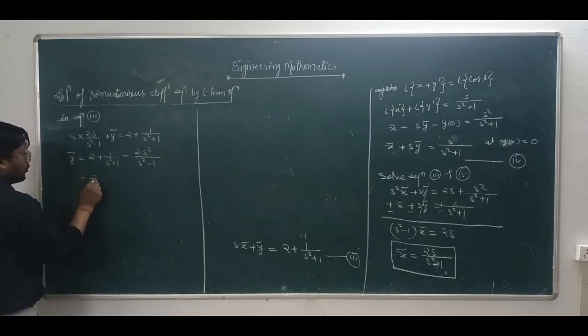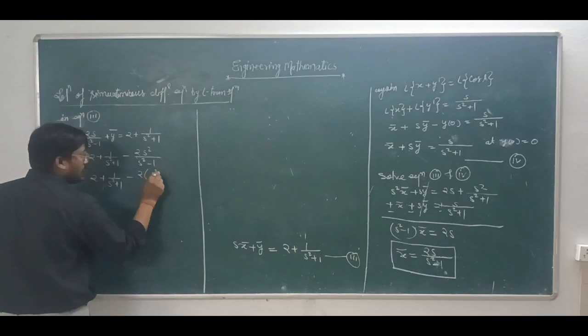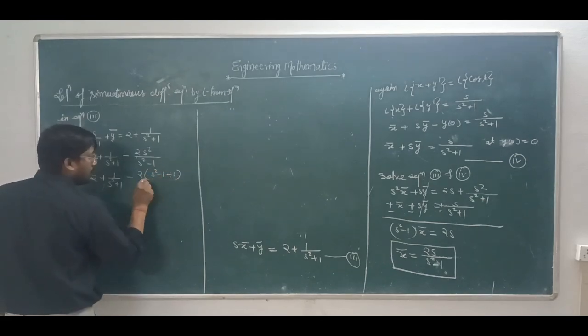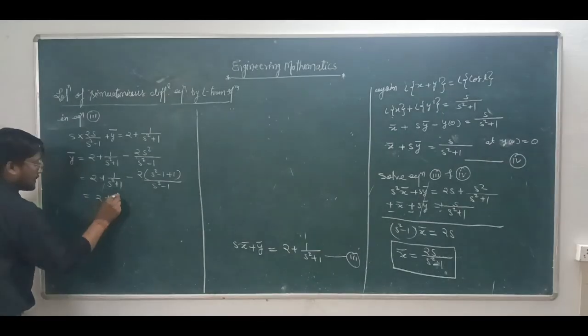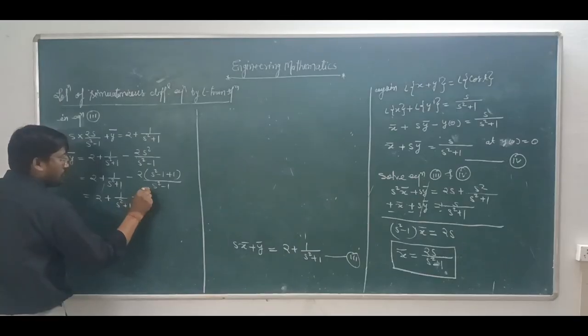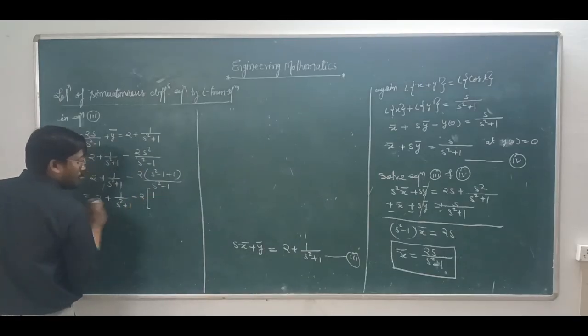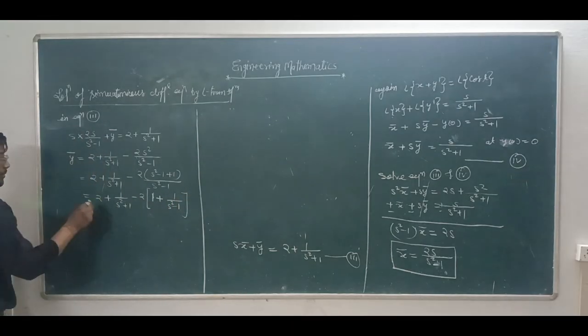This means 2 plus 1 upon s square plus 1 minus 2 s square minus 1 plus 1 total upon s square minus 1. Now you can solve 2 plus 1 upon s square plus 1 minus 2 bracket. This means 1 plus 1 upon s square minus 1. Now you can solve this problem.